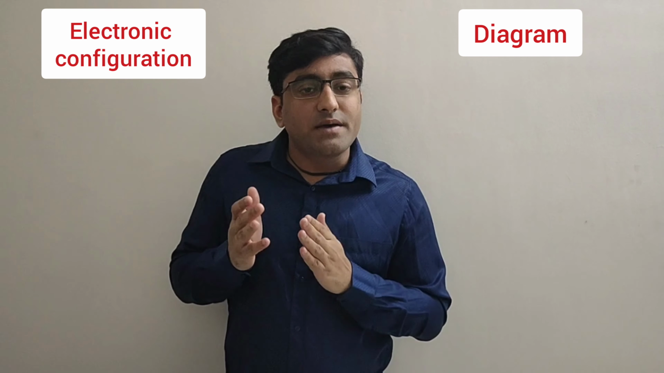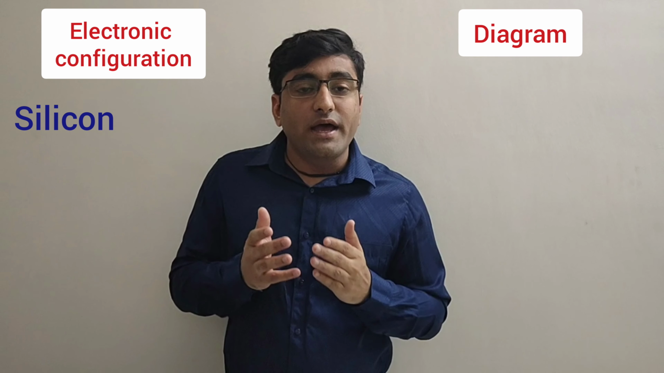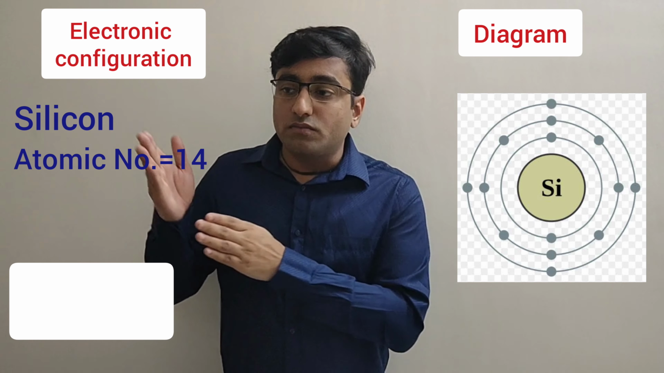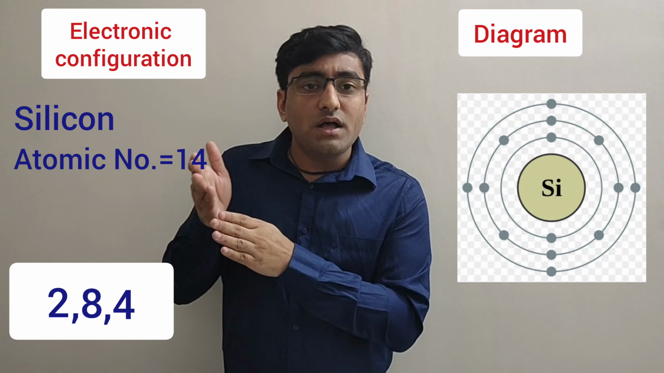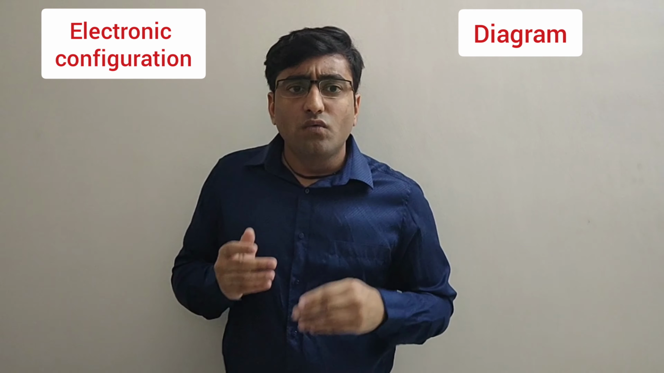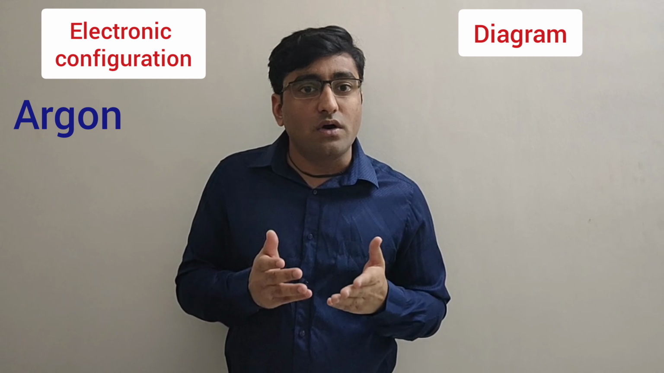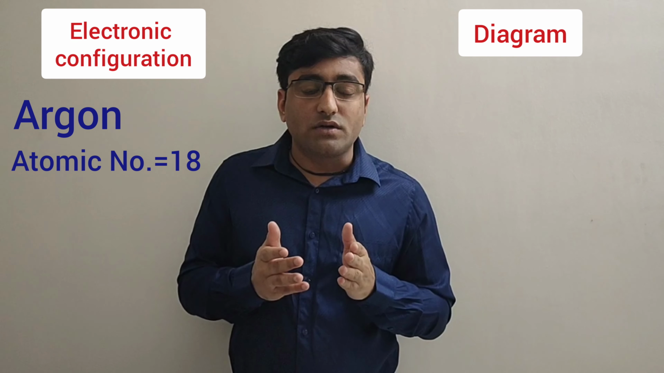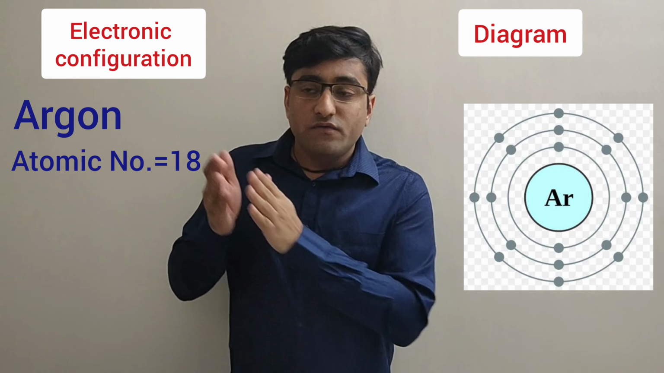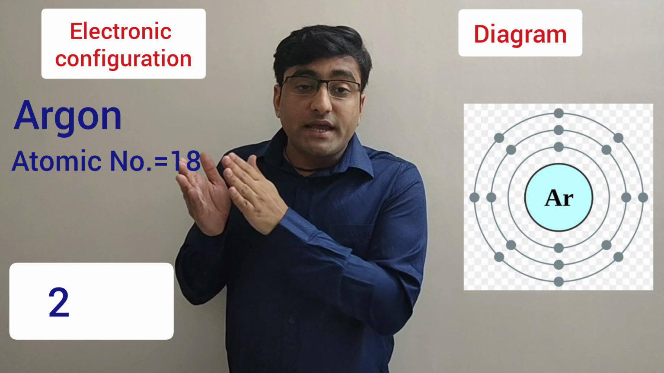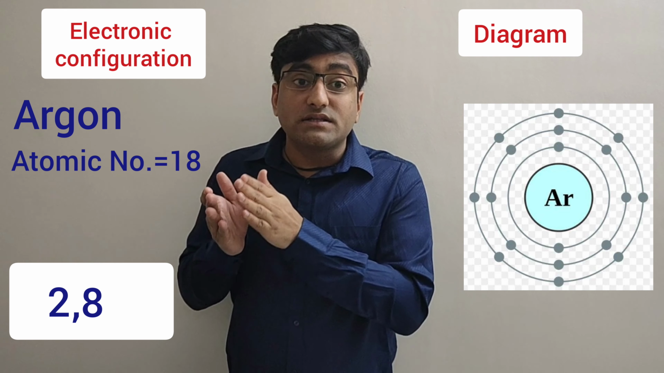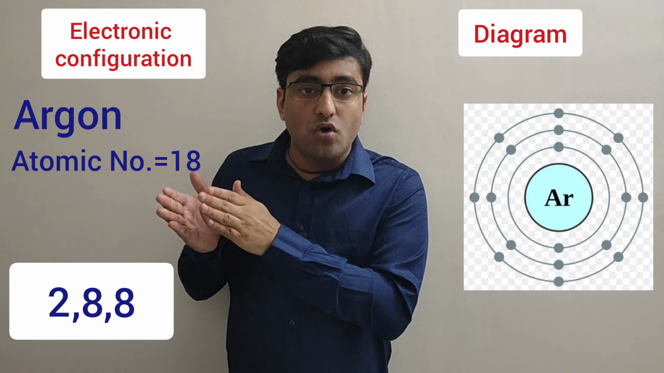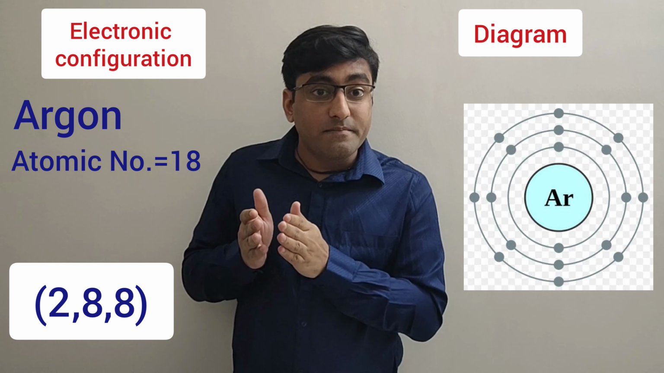Now let us take the example of silicon. Silicon has atomic number 14. So the electronic configuration will become 2, 8, 4. One more example would be argon. Argon has atomic number 18. So it has 18 electrons. So the configuration will be: the first orbit will have 2 electrons, the second orbit will have 8 electrons and the third orbit will also have 8 electrons. So the configuration will become 2, 8, 8.